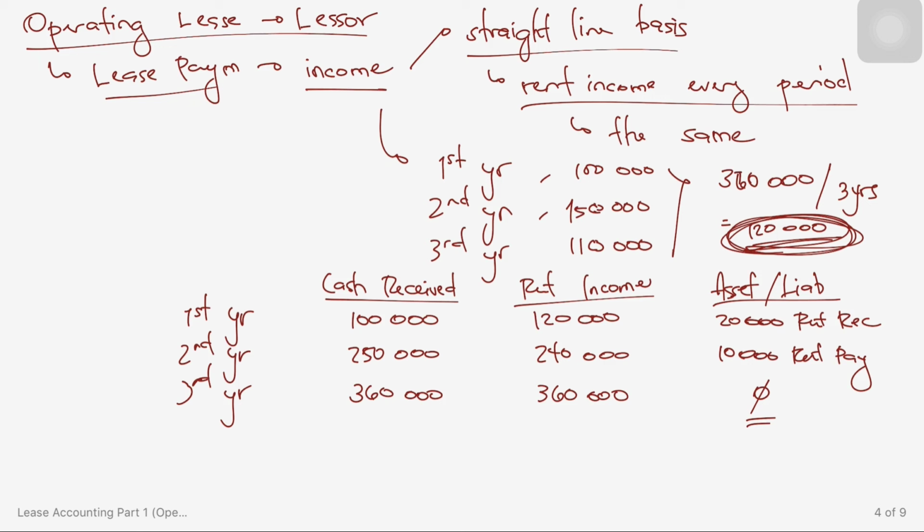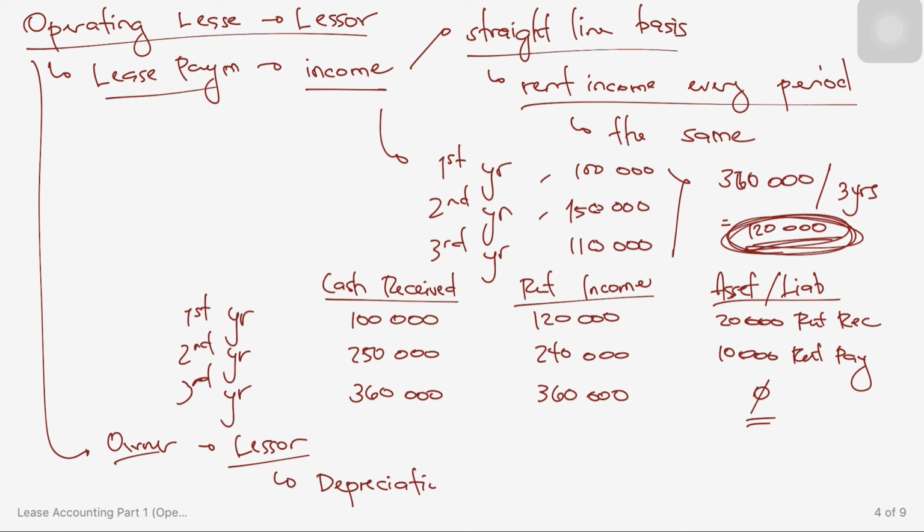Ngayon ganito, under operating lease po, see to it na sinong may-ari. Ang may-ari pa rin dito or the owner will still be the lessor. Ibig sabihin ngayon, the lessor will be the one who will recognize what? The lessor will be the one who will recognize depreciation expense. So si lessor po, nagre-recognize siya ng depreciation expense, and depreciation expense is computed normally. Kung papaano po tayo mag-recognize ng depreciation expense under PPE, ganun lang din po yung pag-compute ng depreciation expense dito.